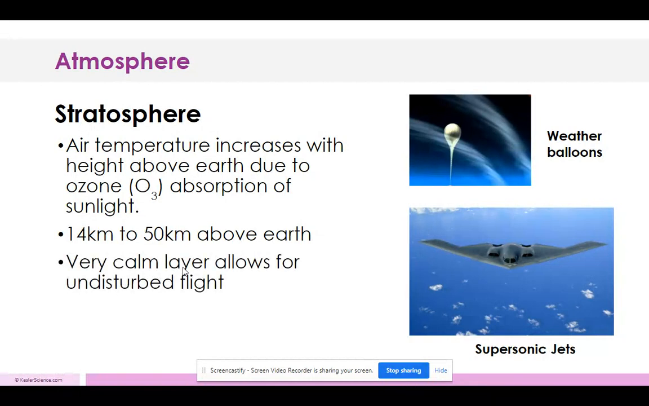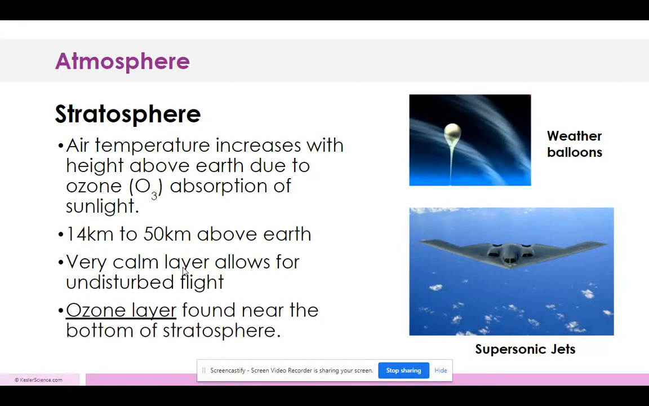It is very calm here. There are fewer air particles. The density is less. The pressure is less. So if there are fewer air particles for this jet to fly through, that means there's less friction. That means there's less heat. That means it uses less fuel. So it's very calm here. The ozone is found near the bottom of this layer. Ozone is super important. We're going to talk about the ozone and stop there.